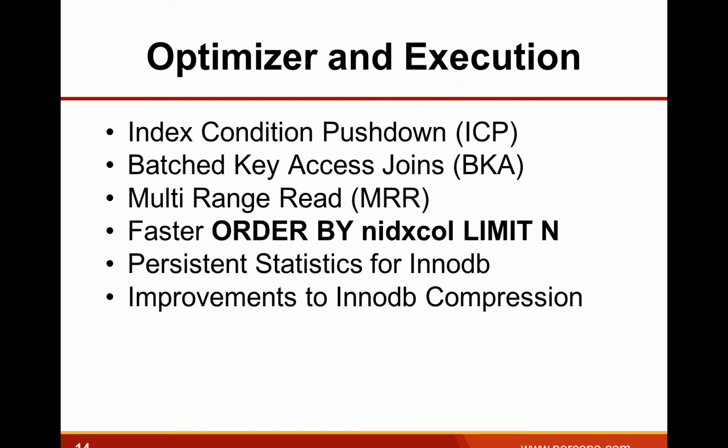Previously, MySQL would essentially try to do a complete sort and only stop sorting on the very last pass, creating potentially a lot of temporary files and using a lot of temporary space. Now it can use a much more optimal algorithm to do it completely in memory as soon as the limit is small enough, which can often be several times faster. Persistent statistics for InnoDB.